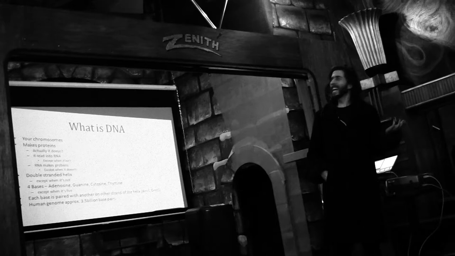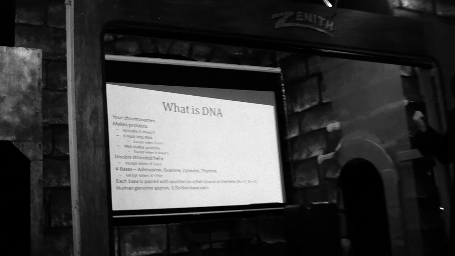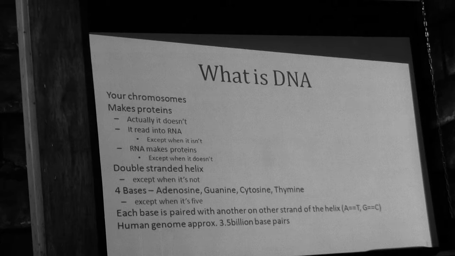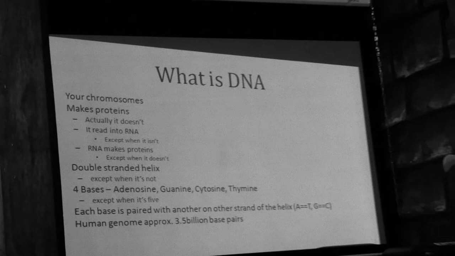So what's DNA? All your chromosomes. It makes proteins, except when it doesn't get read into RNA, except when it isn't. The RNA makes proteins, but sometimes it doesn't do that. It's usually a double-stranded helix, but sometimes it's not that, because sometimes it's a quadruple-stranded helix. It's four bases, but sometimes actually it's five, also six.